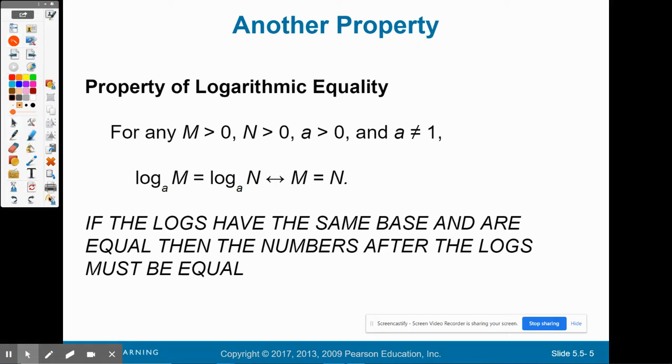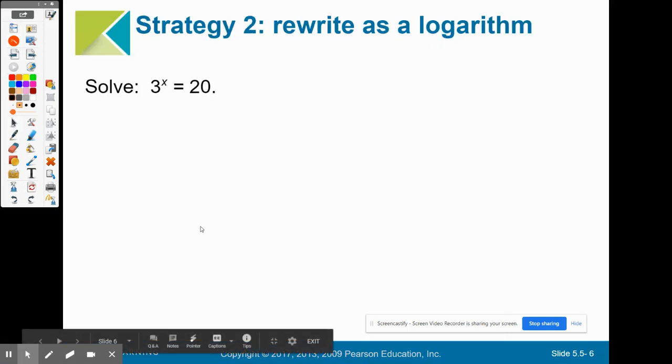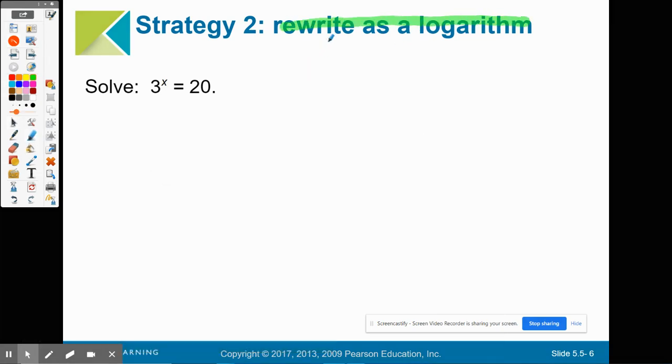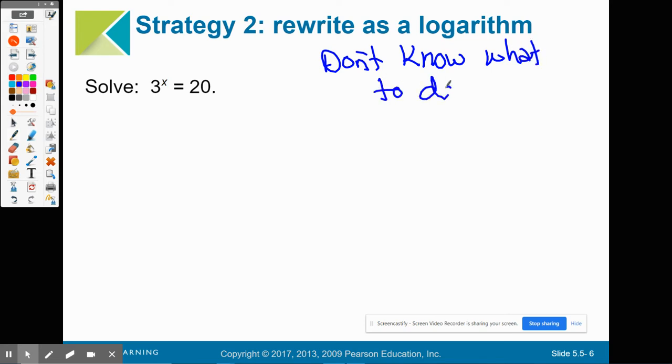Okay, so one thing you can do to solve these types of problems is set the things equal to each other. Now, here's another type of strategy, and this is the one I use a lot, and it's just to rewrite it as a logarithm. If you see something and you don't know what to do, then rewrite it. And if you rewrite it, it might just help you out. So if you're trying to get x by itself and you don't know what to do, because I cannot change the 20 into a 3, let's rewrite it and see what happens.